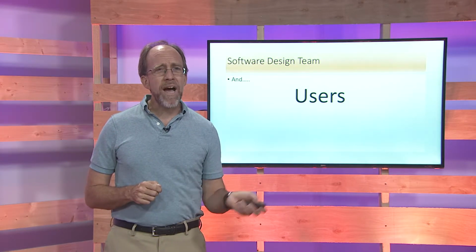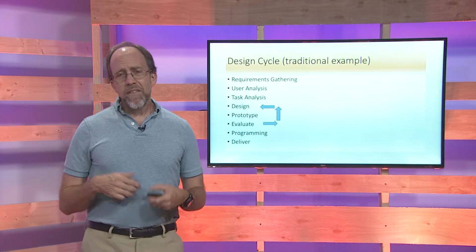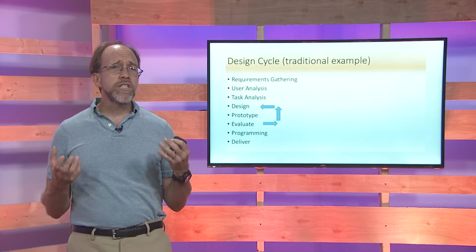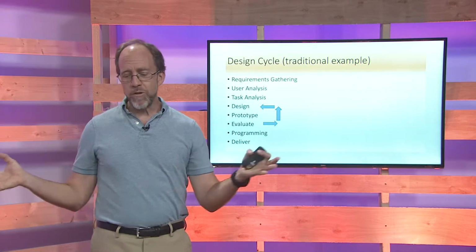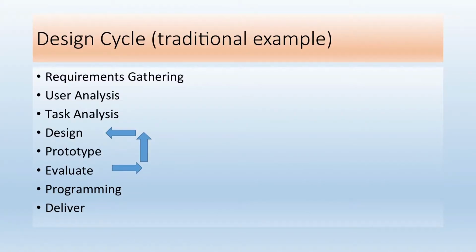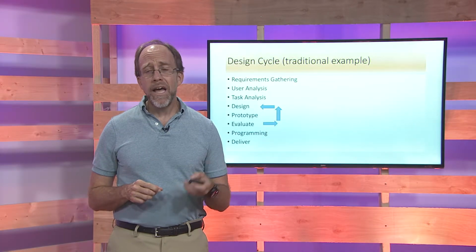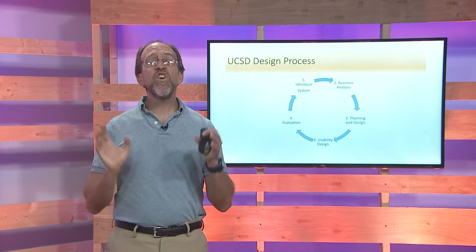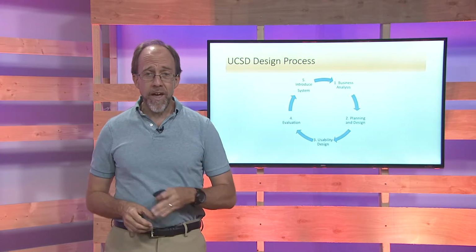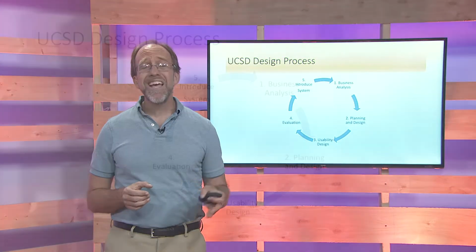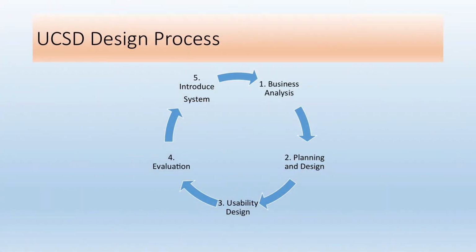Now, let's go back to that concept of design. This is a traditional design cycle, okay? You figure out what you need to do, and eventually you're going to do some design, and you're going to go ahead and prototype it and return back around. This is actually part of a user-centered design type of design, but true user-centered design makes the whole thing go full circle. Everything is part of the design process and everything is iterative.